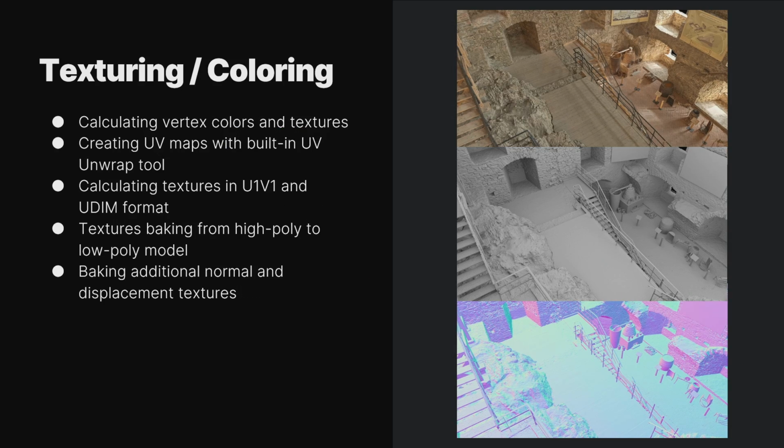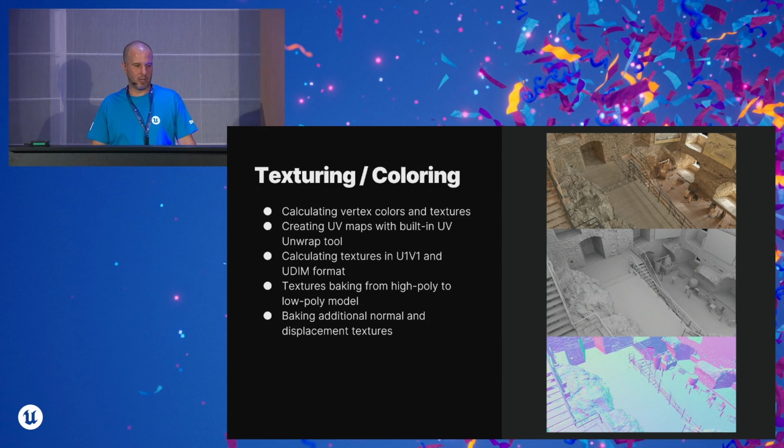Texturing and coloring. Okay, yeah, we can calculate vertex colors and textures. And we have an unwrapping tool, so you can set it to whatever you like. We have a mode called fixed texel size, where it will create an unwrap and create as many textures as it needs to use the full quality from all of those images.